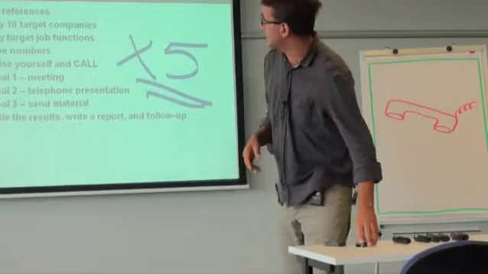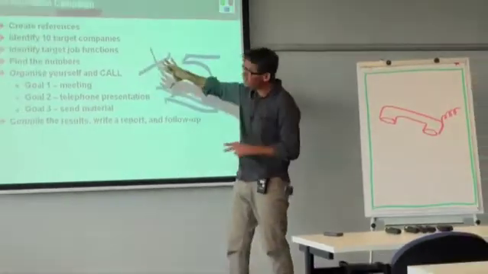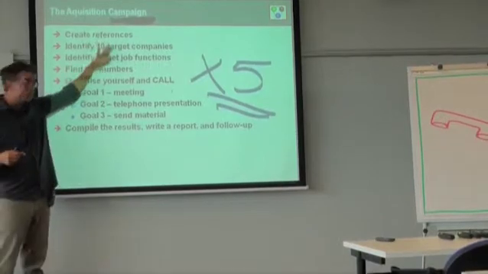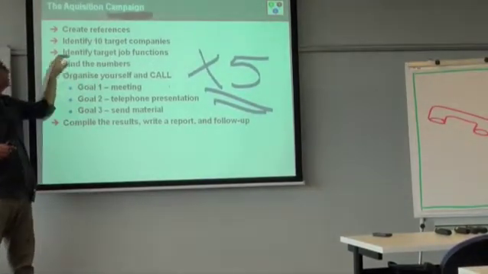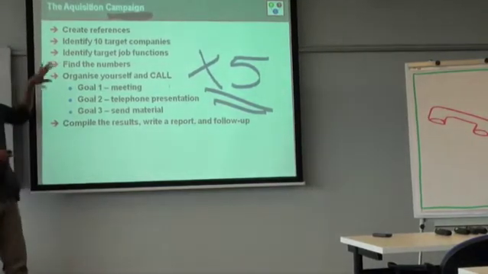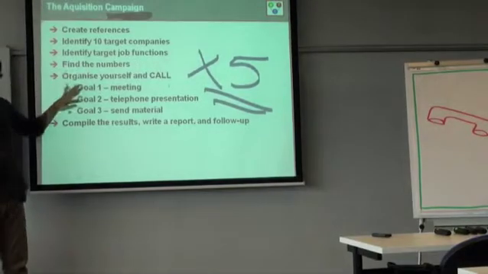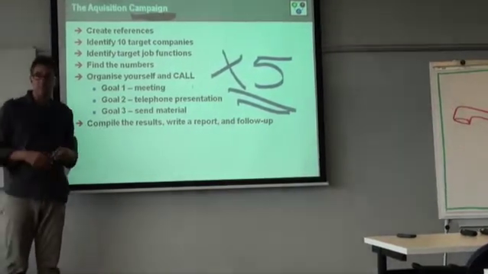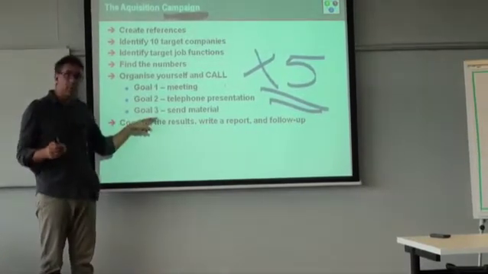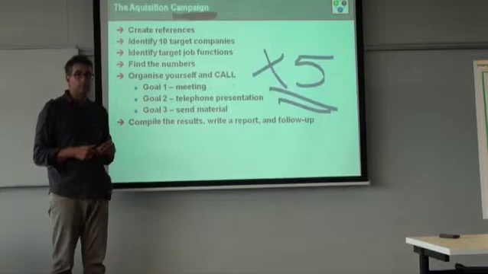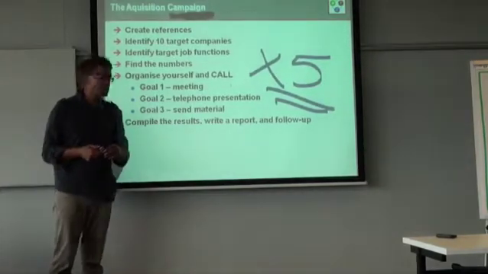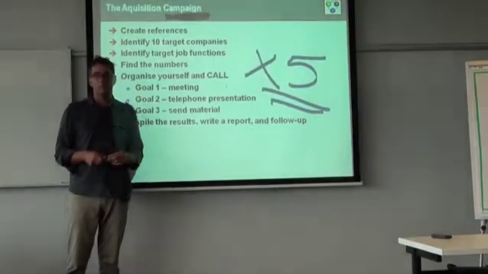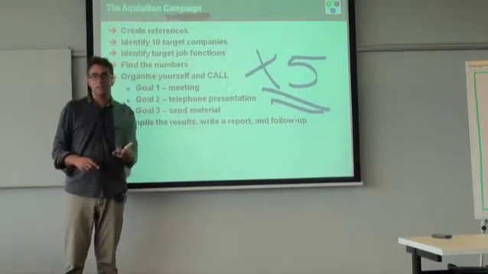So where are we? We're still on the acquisition campaign. And if you could zoom in on this slide so that people actually see the text there. The acquisition campaign again: we create the references, we identify our target companies, we identify the job functions within those target companies, we find the numbers, we organize ourselves and we start doing the calls. Our first goal is a meeting, our second goal is a telephone presentation or something equivalent to that. And our third goal is sending the material and getting the material out to the clients at the end. This is the wishy-washy goal, but it has to happen as well. Then finally, we compile the results, we write a report, and we follow up on the acquisition campaign so that we really give it a beginning, a middle, and an end.